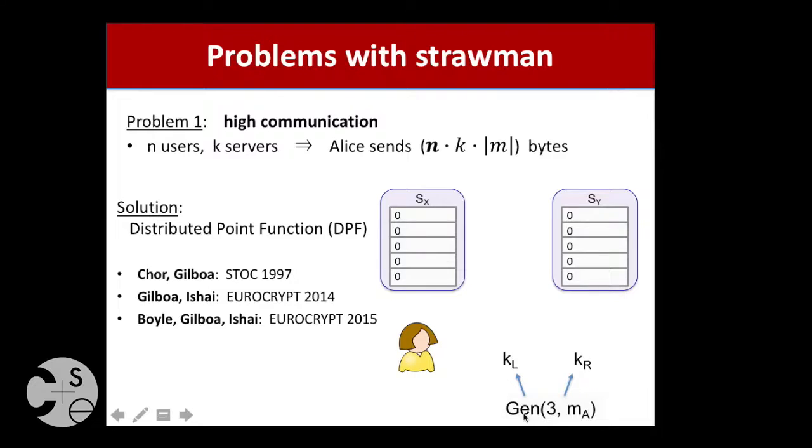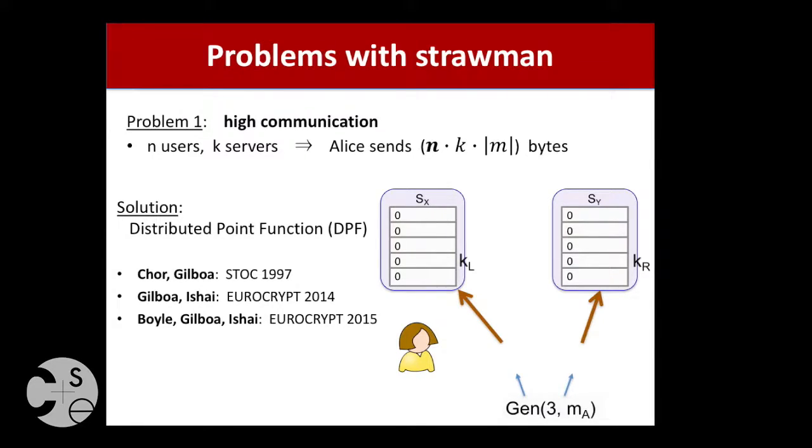Okay, so the generation algorithm is going to output two keys, a left key and a right key, KL and KR. Now, these keys are going to be relatively short, and she can send them over to these servers. So here, she sends them to the servers. And what the servers do with these keys is, by themselves, they can compute the entire vector that she would have sent otherwise.